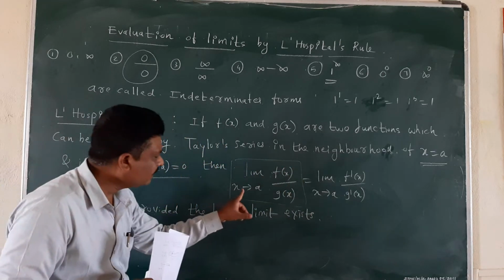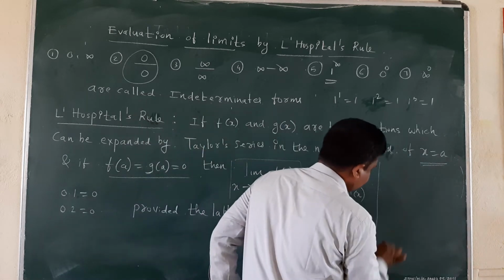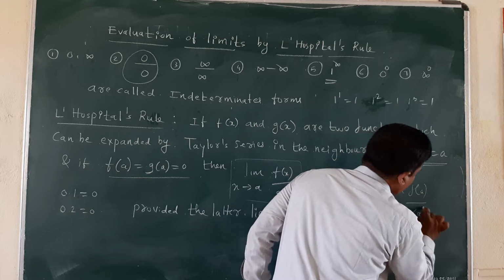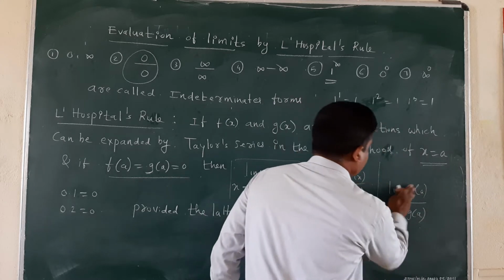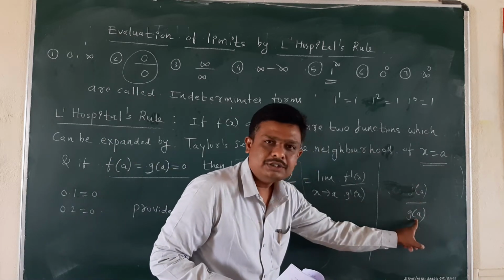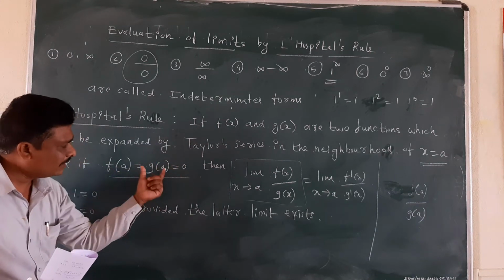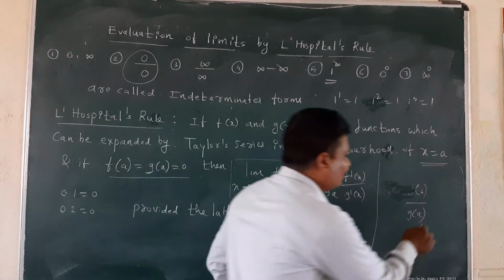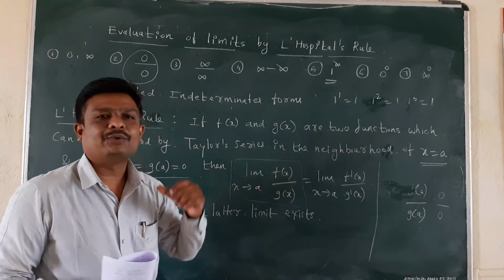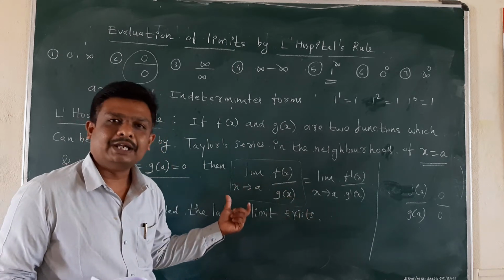If I put the limit x tends to a, it becomes f of a upon g of a. So what is the value of f of a? That is 0. And what is the value of g of a? That is 0. So it becomes 0 by 0. Here we cannot calculate the limit. To solve such type of example, we apply L'Hospital rule.